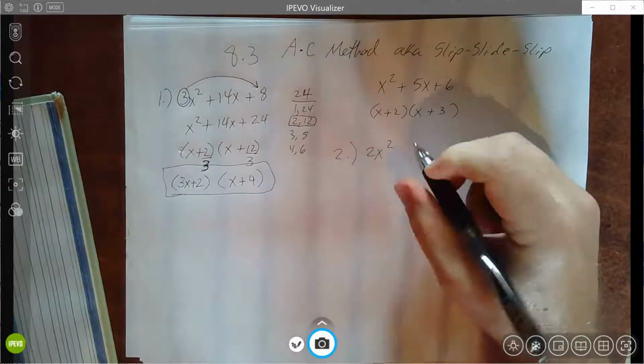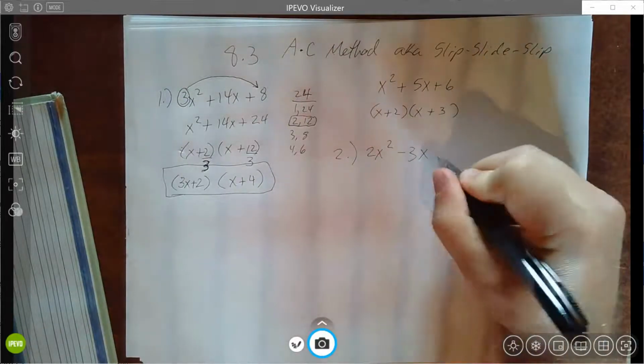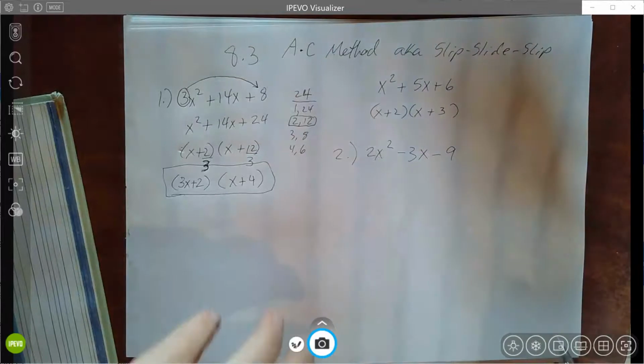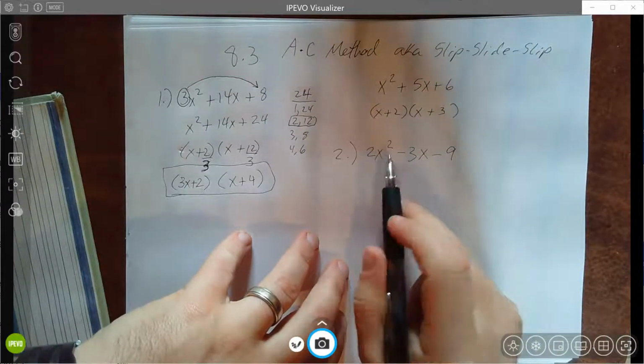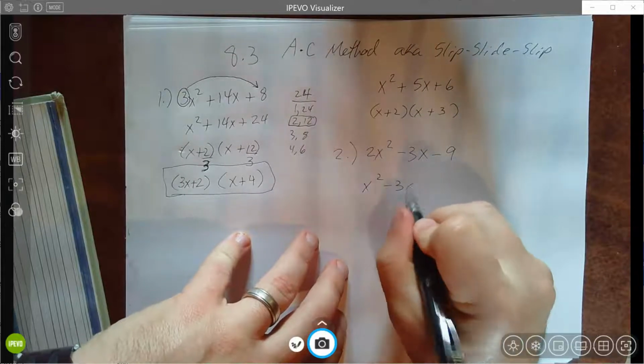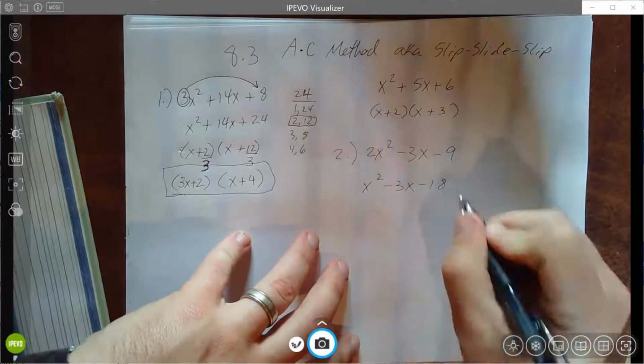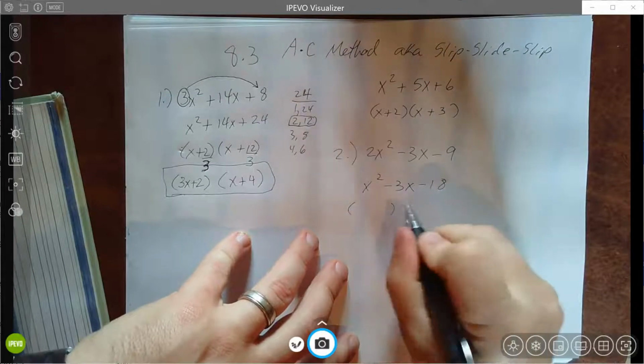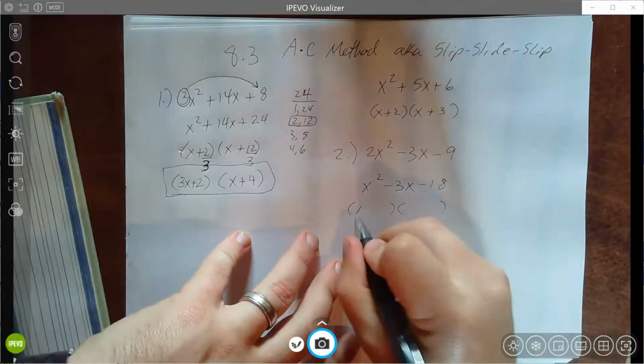2x squared minus 3x minus 9. All right, so first we do AC, or slip, the 2 down there with the 9. So we say x squared minus 3x what? Minus 18. Then we do our good old trinomial factoring that we've gotten good at.